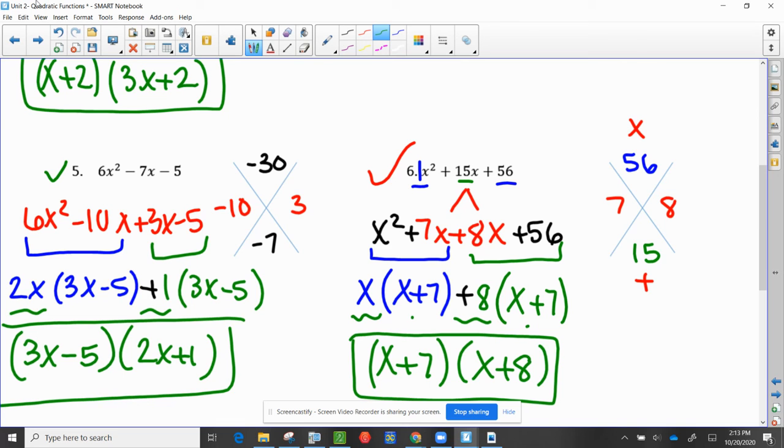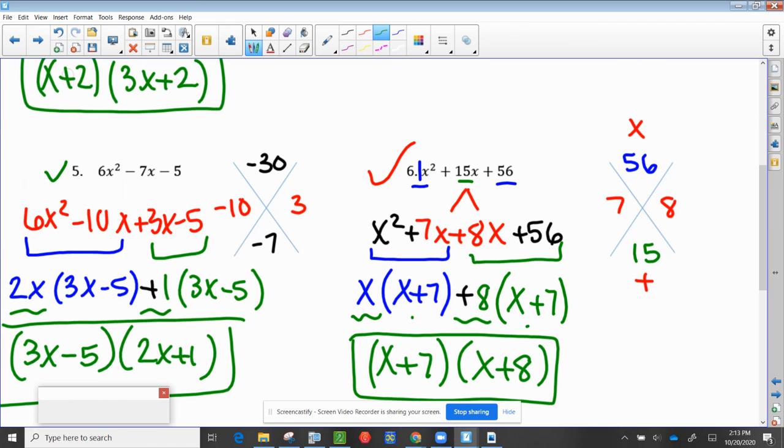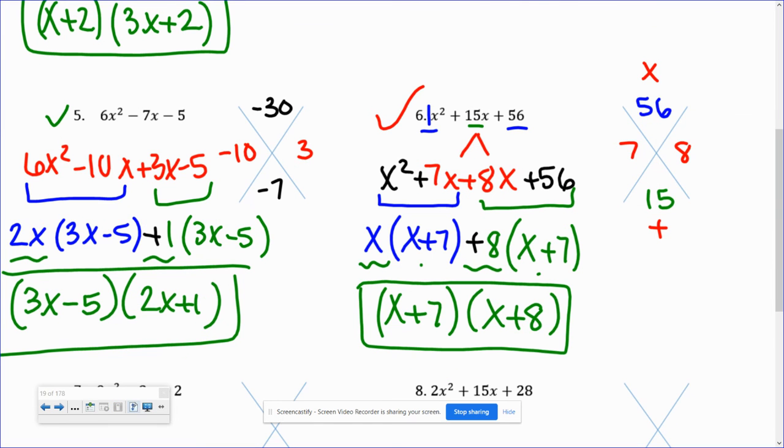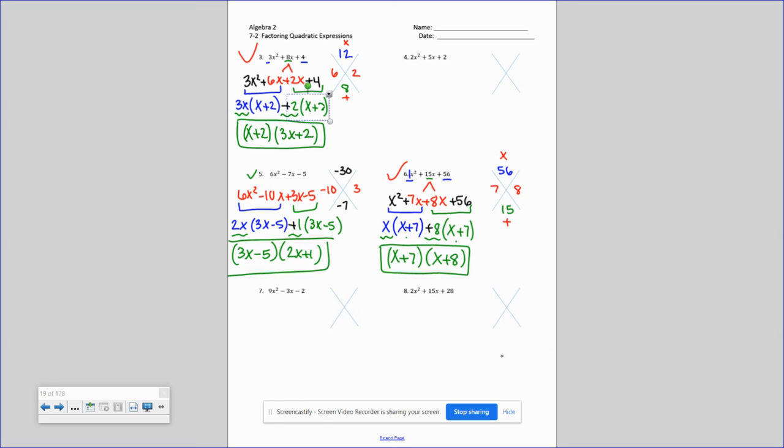Okay, so that is how we factor trinomials. If we have 3 terms, we set up our x so that we can split the middle term. And then once we have our middle term split, that's when we can go ahead and group it like we did yesterday. Okay, so we'll practice more trinomials together in class tomorrow.